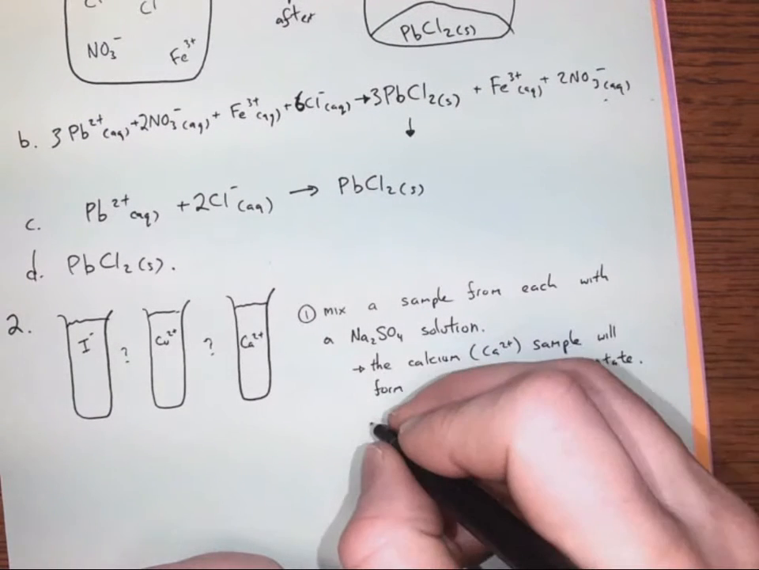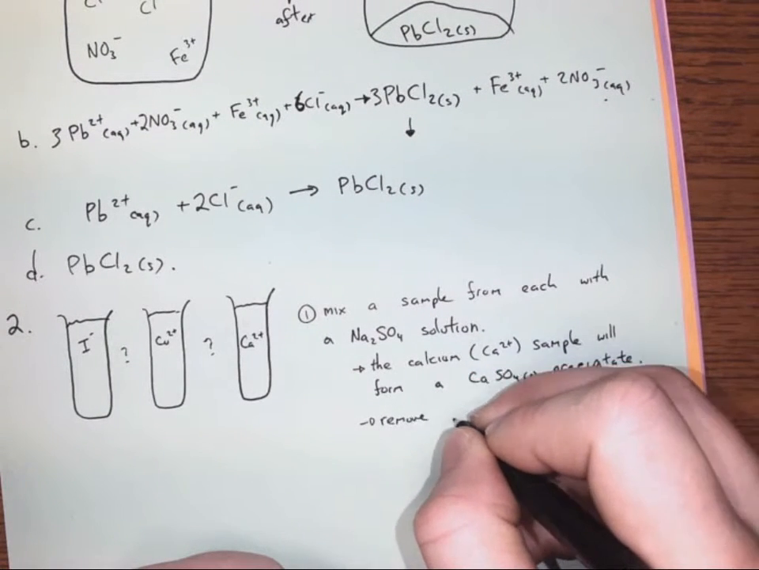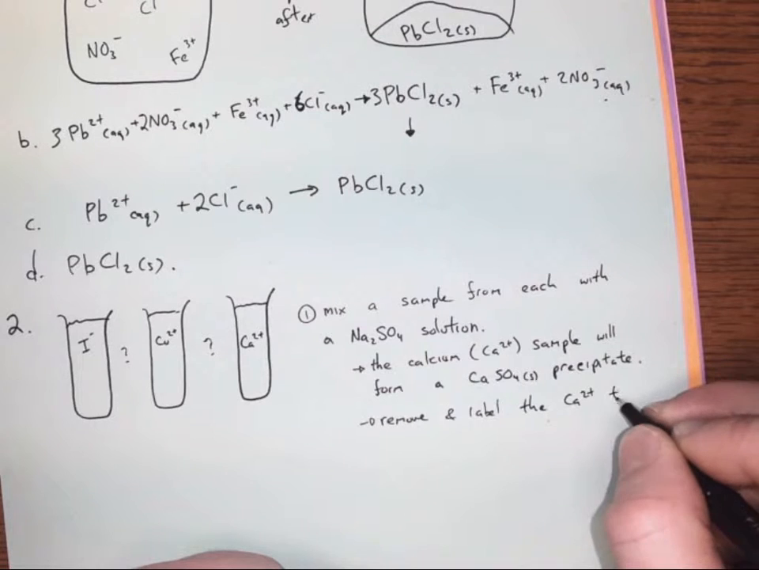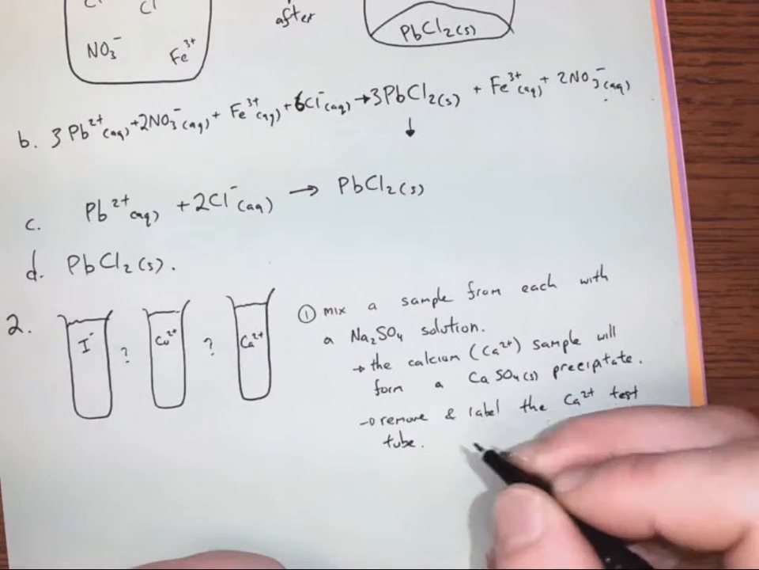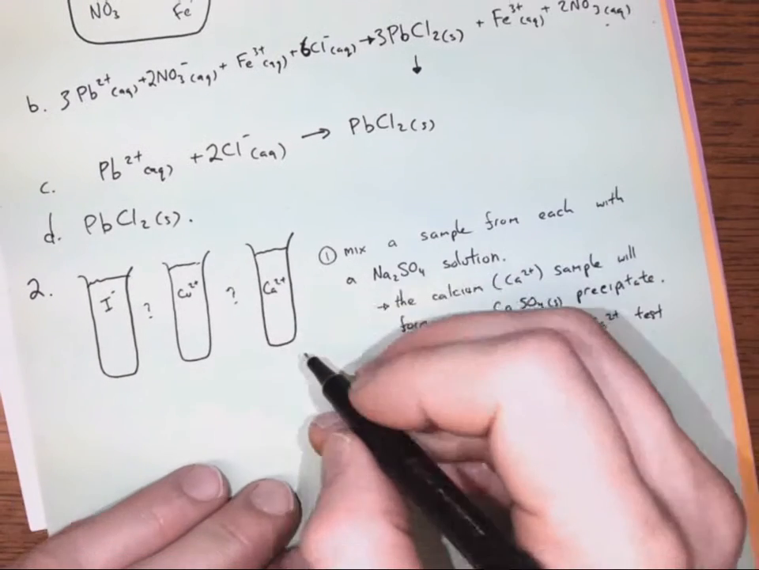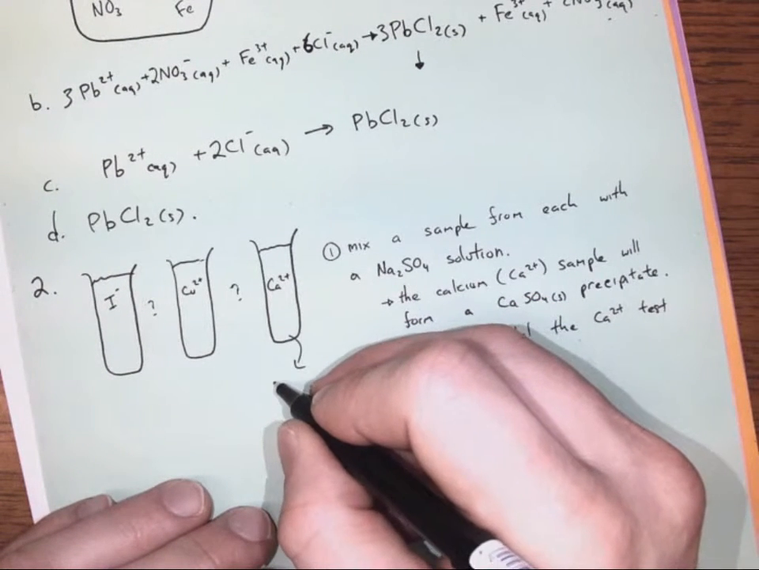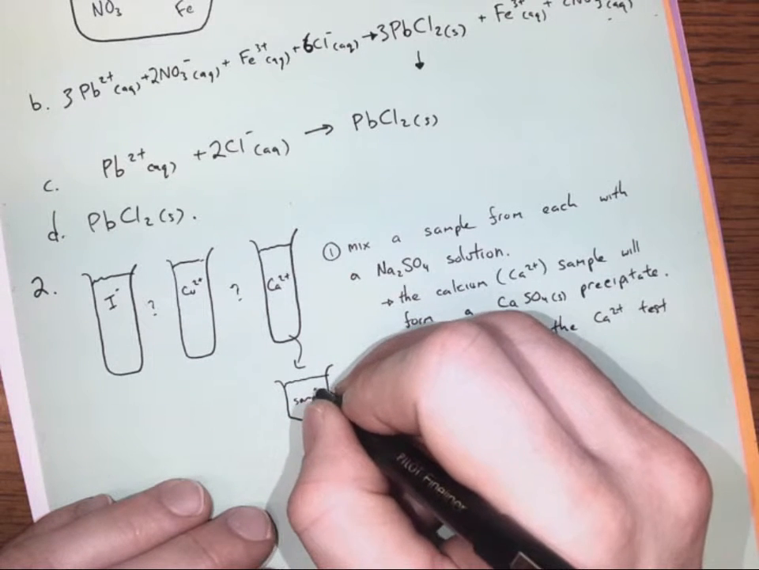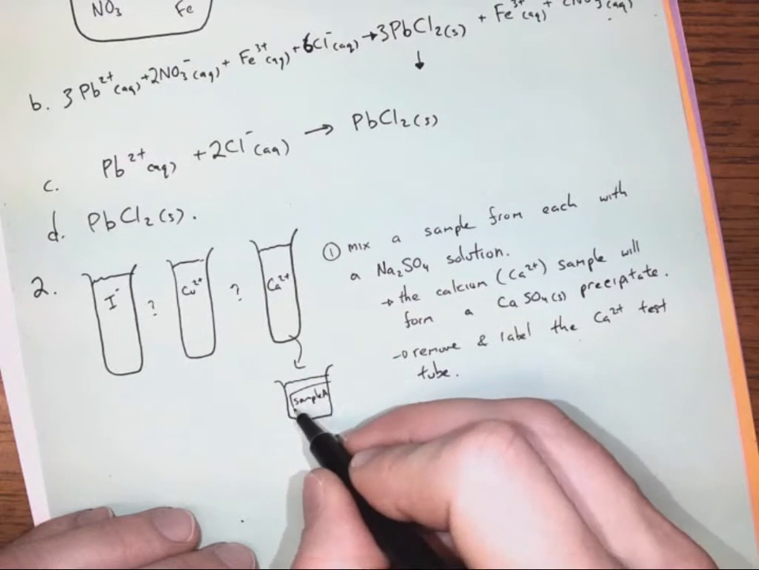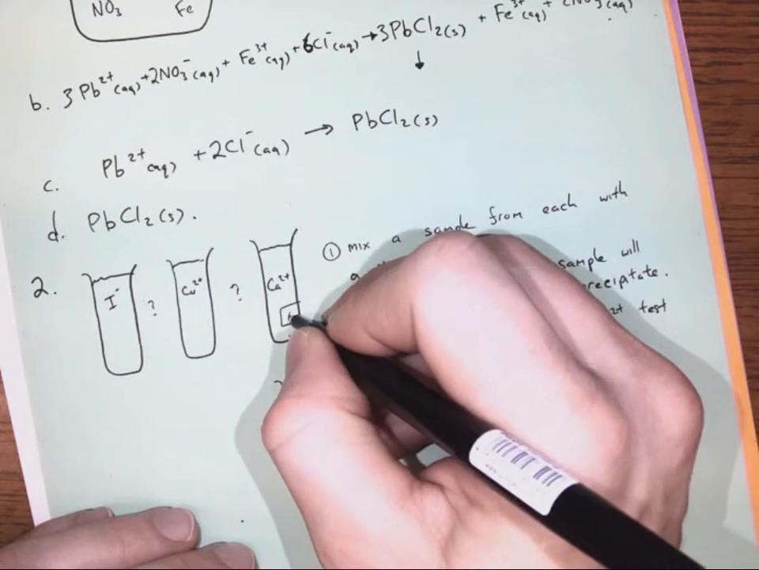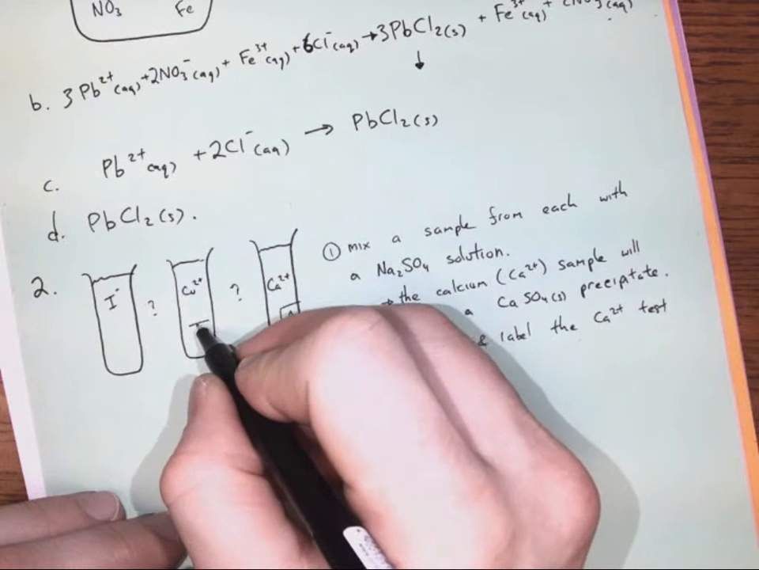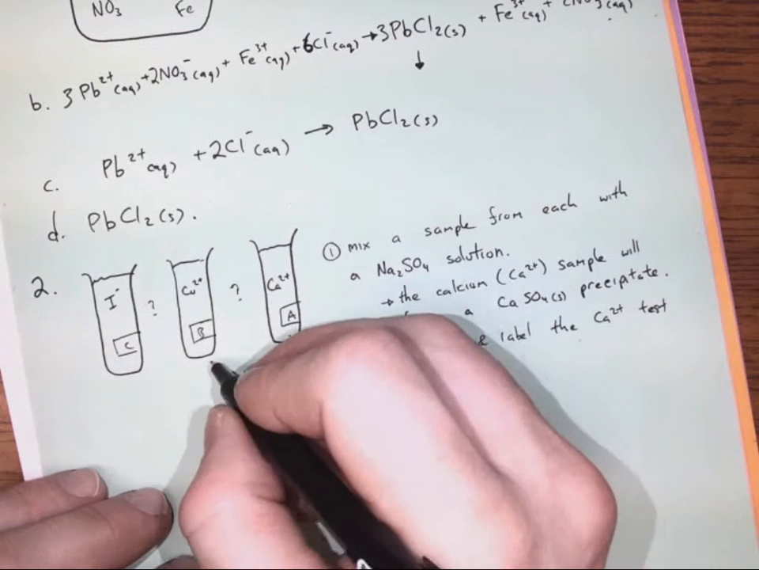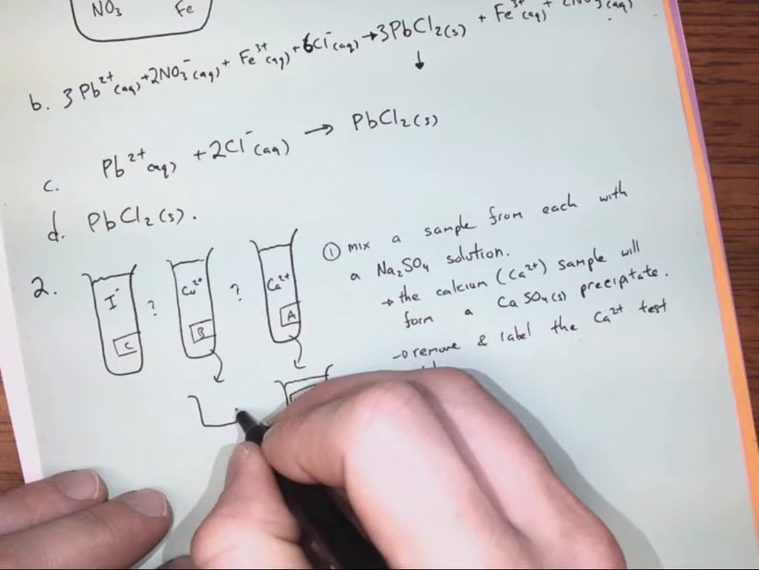Okay, so then you want to remove and label the calcium test tube, because we just found that we took a sample from each. So a sample, and we've labeled it, and maybe we put a little tape on there, we said that's A, and we called that B, called that C, and we'll take a little sample out of here and we'll call that sample B.